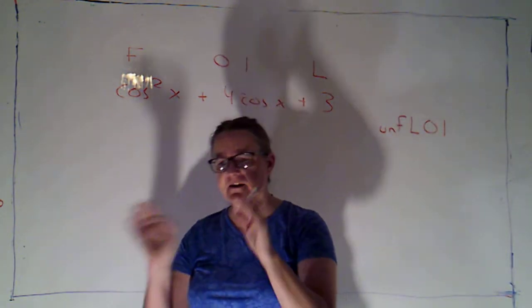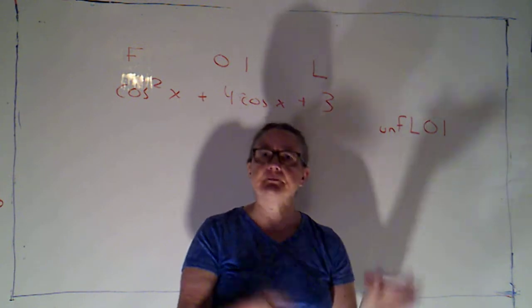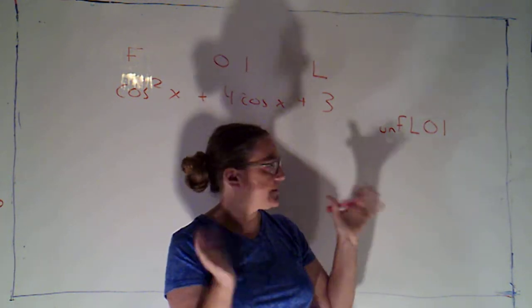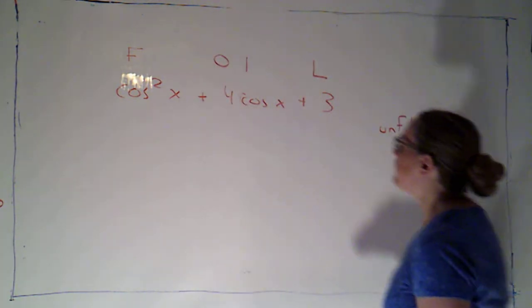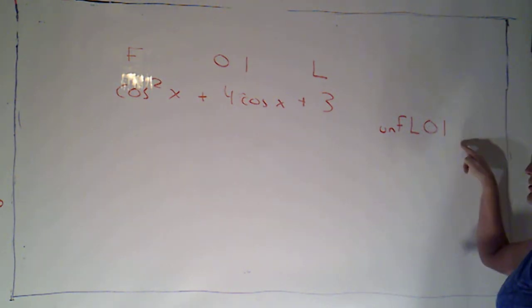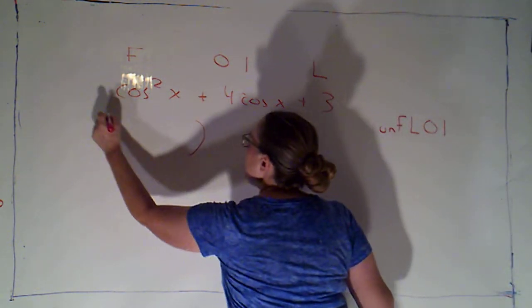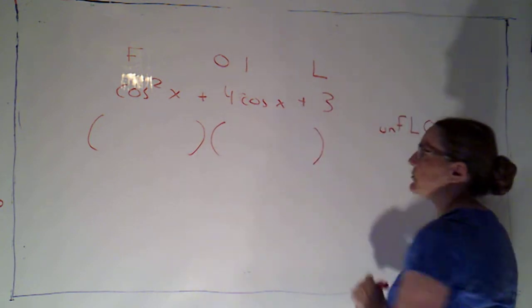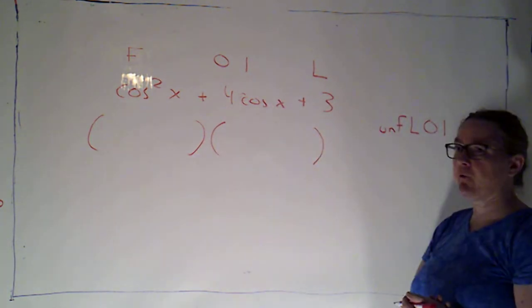I usually do firsts and then outsides and then insides and then last, so that I've spelled FOIL. When I'm unfoiling, I'm going to follow this order. So I'm going to say I'm hoping that this is the result of foiling.